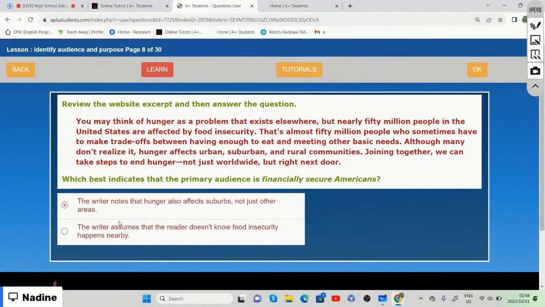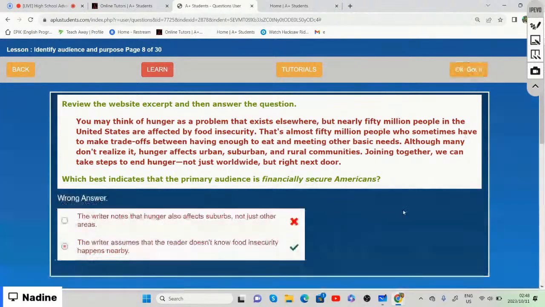All right. So now we need to say which indicates the primary audience is financially secure. The writer notes that hunger also affects suburbs, not just other areas, or the writer assumes that the readers don't know food insecurity happens yearly. All right, so basically, it is the writer assumed that the readers don't know how food insecurity works. All right.